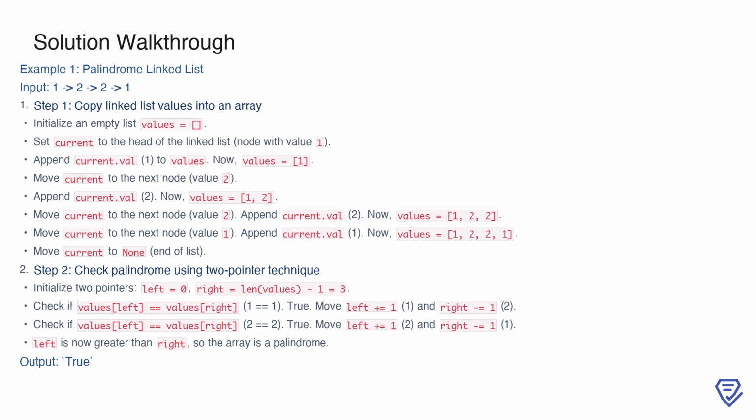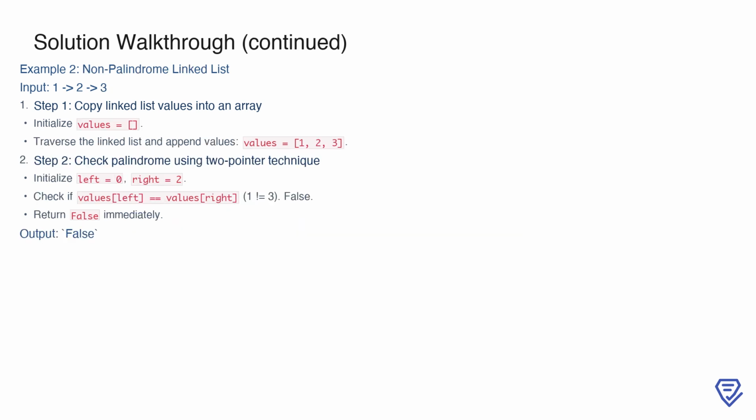Here, 1 equals 1, so we move the pointers inward, setting left to 1 and right to 2. Next, values[left] and values[right] are both 2, so the pointers move again. At this point, left exceeds right, confirming that the array represents a palindrome. The function outputs true. Now, let's consider a linked list that does not form a palindrome.